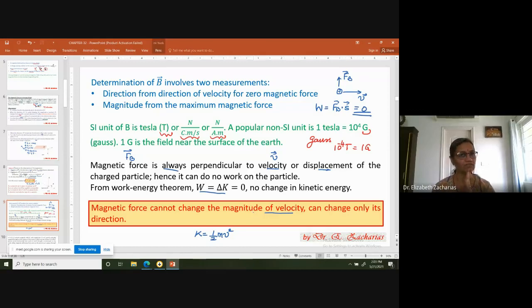You know that if a particle is moving along the east and then moving along the north with the same speed, the kinetic energy has not changed. So that is what your magnetic field can do. Magnetic force can change the direction of a moving charged particle. It cannot change its speed. It cannot change its kinetic energy. Is it clear, guys?